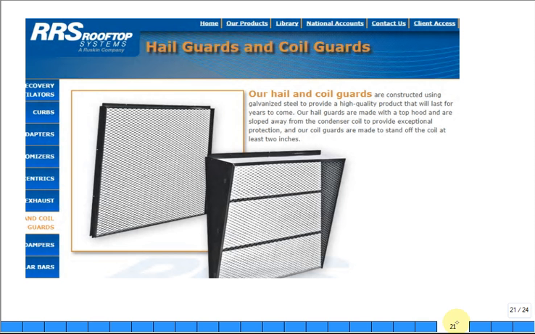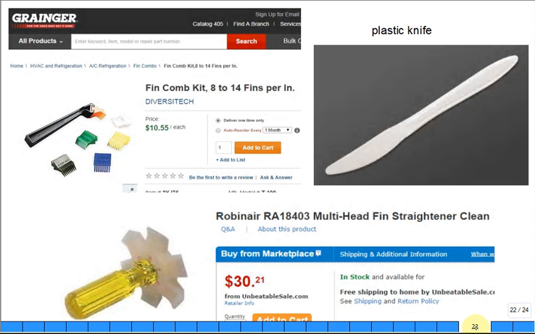They also have hail guards and stuff. I was just going to show that to you quickly. Put them on if you have a hail-prone area. South Texas, hail-prone area, you need to have them. They even sell combs for the fins, and you can pull through at different fin density, how many fins per inch, 10 fins, 8 fins, 14 fins per inch, to straighten those out. Got it? Or if you don't have the $30 or $10, you can even use a cheap plastic knife. Just be careful, right?